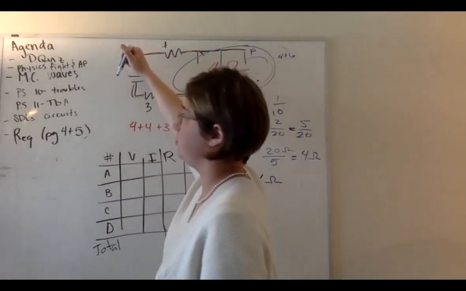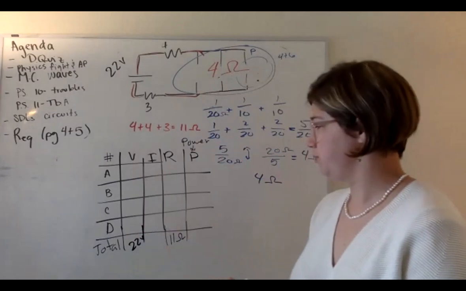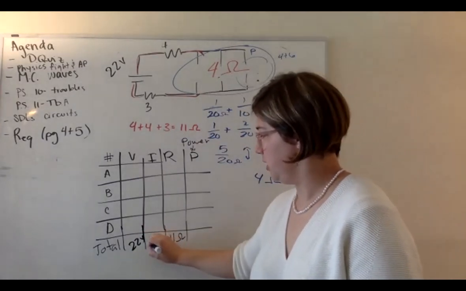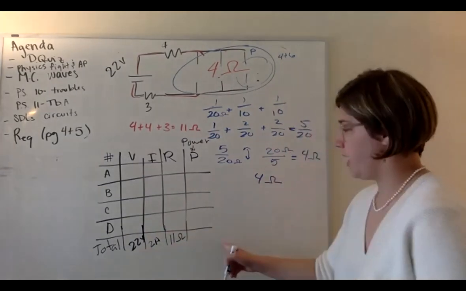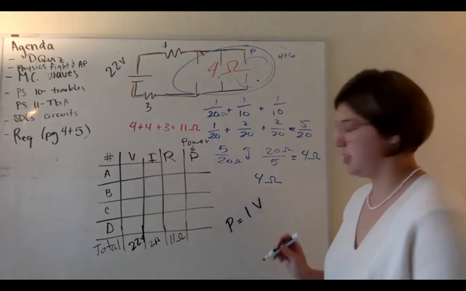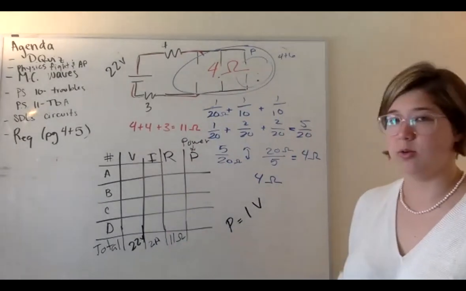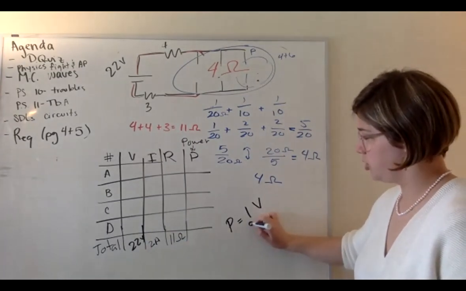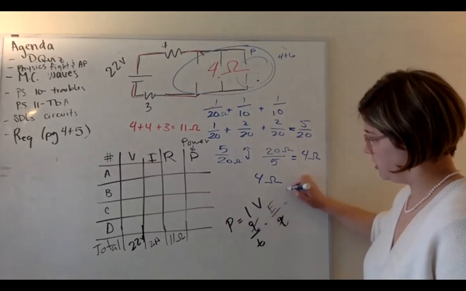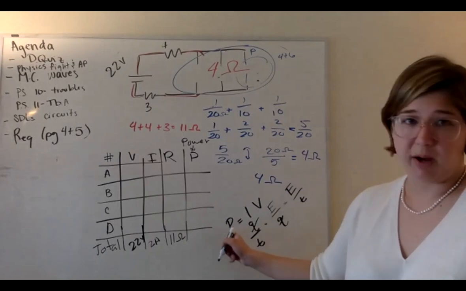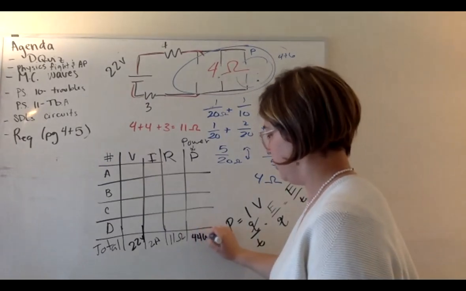Let's say this was a 22 volt battery. My entire voltage would be 22 volts, which means my current would be 2 amps. V equals I times R, so 2 times 11 gets us 22 volts. The power is equal to current times voltage. The more electricity going through versus how much energy each electron has gets you more power. Remember, current is charges per time, voltage is energy per charge, and this gets us energy over time, which is power. Work over time is power. In this case, it would be 44 watts.